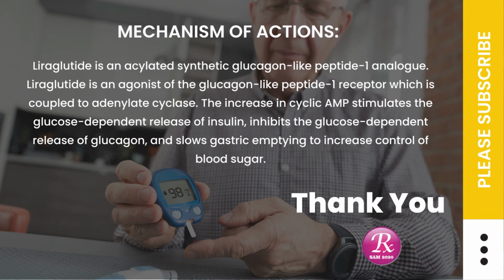Mechanism of action. Liraglutide is an acylated synthetic glucagon-like peptide 1 analog. Liraglutide is an agonist of the glucagon-like peptide 1 receptor, which is coupled to adenylate cyclase. The increase in cyclic AMP stimulates the glucose-dependent release of insulin, inhibits the glucose-dependent release of glucagon, and slows gastric emptying to increase control of blood sugar.